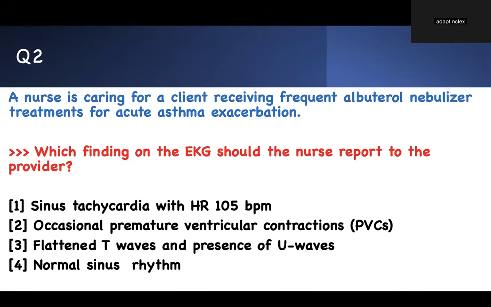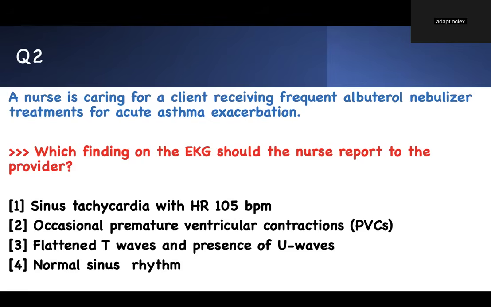Think about it. Sinus tachycardia with a heart rate of 105. Occasional premature ventricular contraction. Flattening T waves and the presence of U waves. Normal sinus rhythm. The answers are intimidating, but don't worry. Break down the question. EKG finding you should report to the provider. Those are the 2 buzzwords. The next buzzword is albuterol, frequent albuterol.